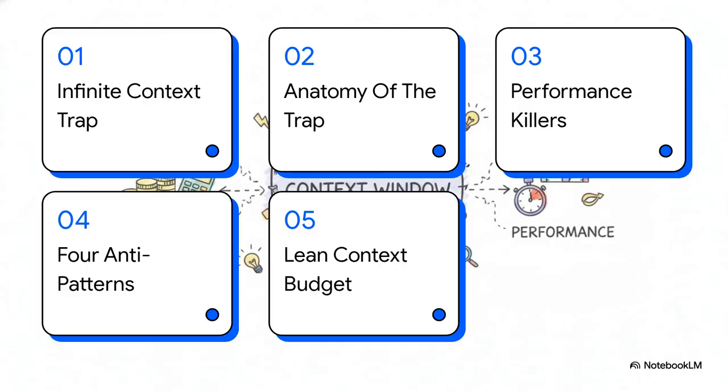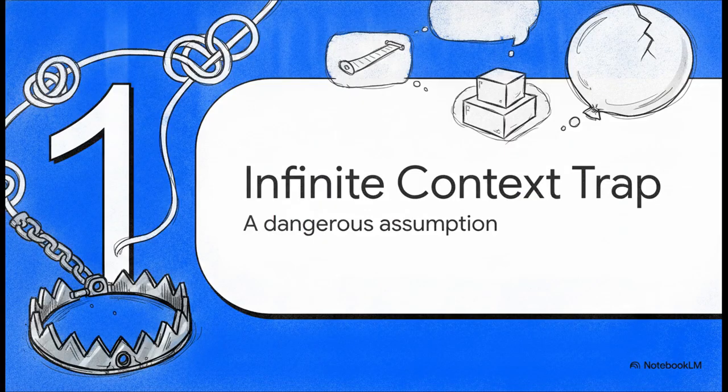Here is our roadmap for today. We're going to cover the infinite context trap, the anatomy of that trap, the hidden performance killers, 4 massive context anti-patterns, and finally, how to implement a lean context budget. All right, part 1, the infinite context trap.